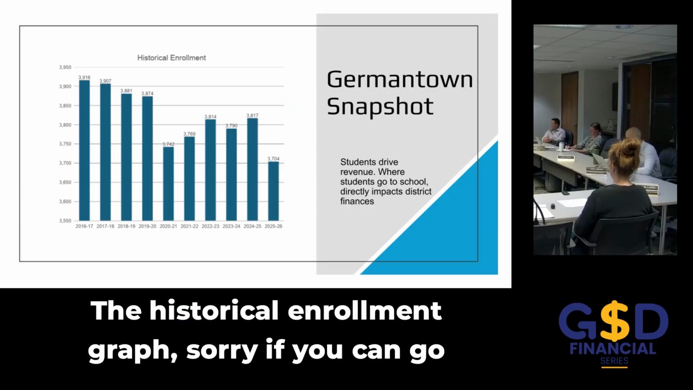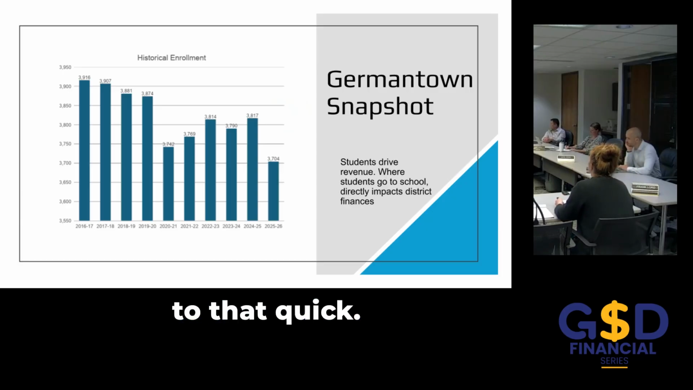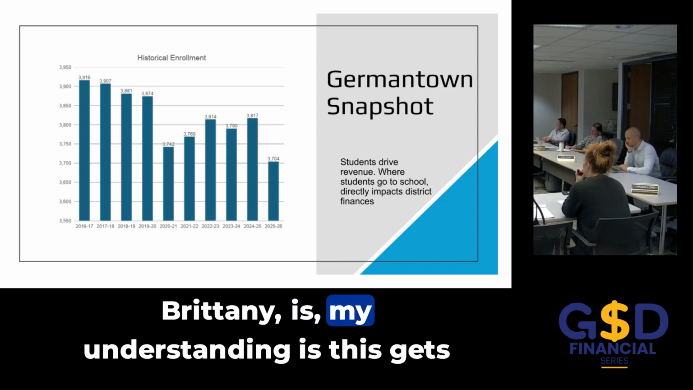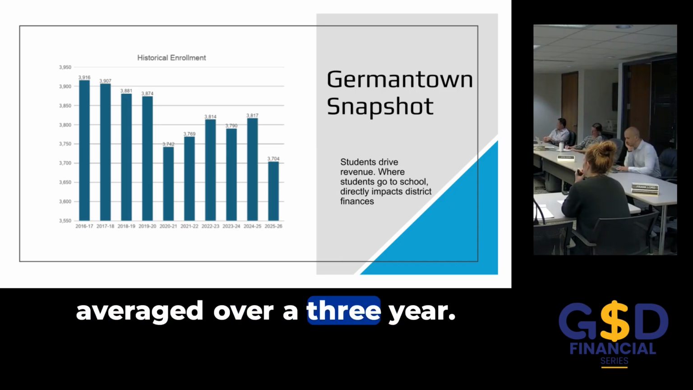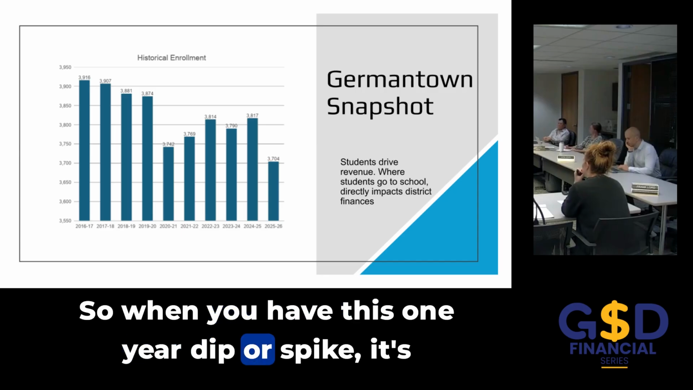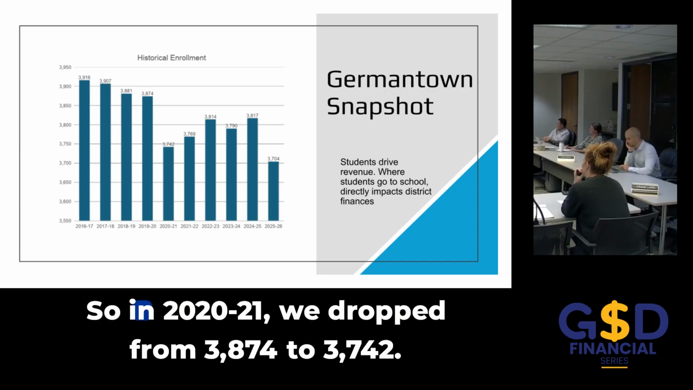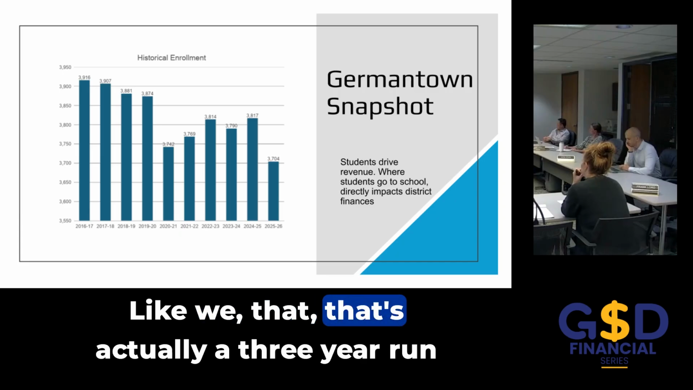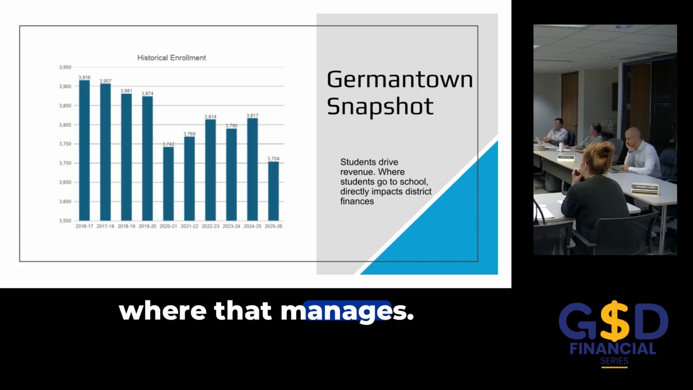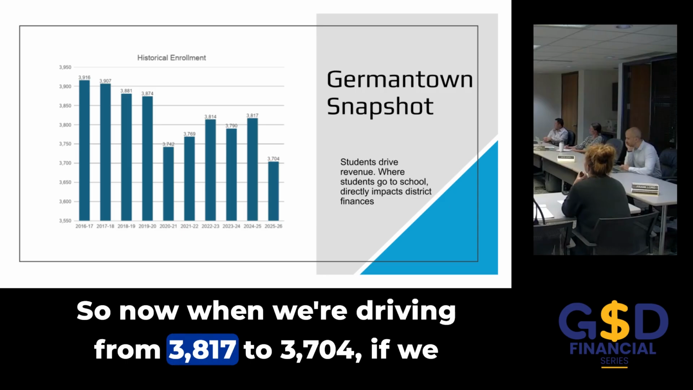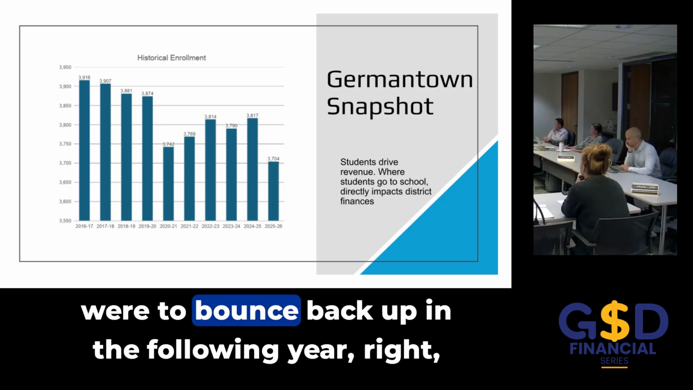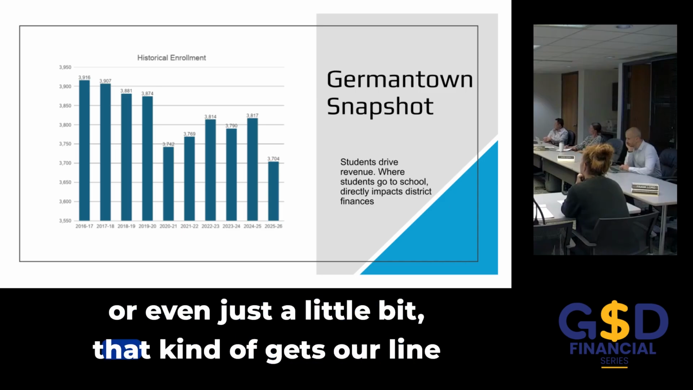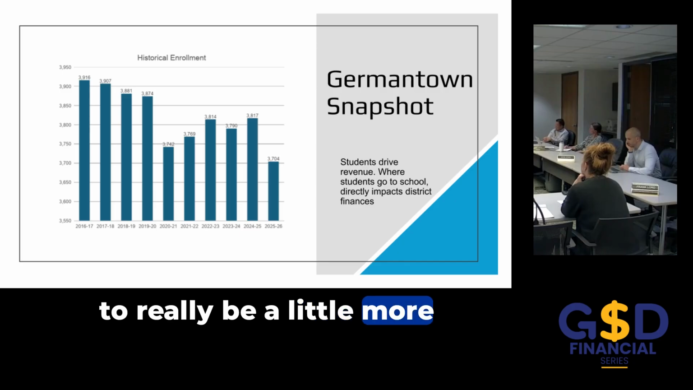The historical enrollment graph, sorry, if you can go to that quick. Brittany, my understanding is this gets averaged over three years. So when you have this one-year dip or spike, it's more predictable. So in 2020-21, when we dropped from 38.74 to 37.42, that's actually a three-year run where that manages. So now when we're dropping from 38.17 to 37.04, if we were to bounce back up in the following year, or even just a little bit, that gets our line to be a little more predictable.